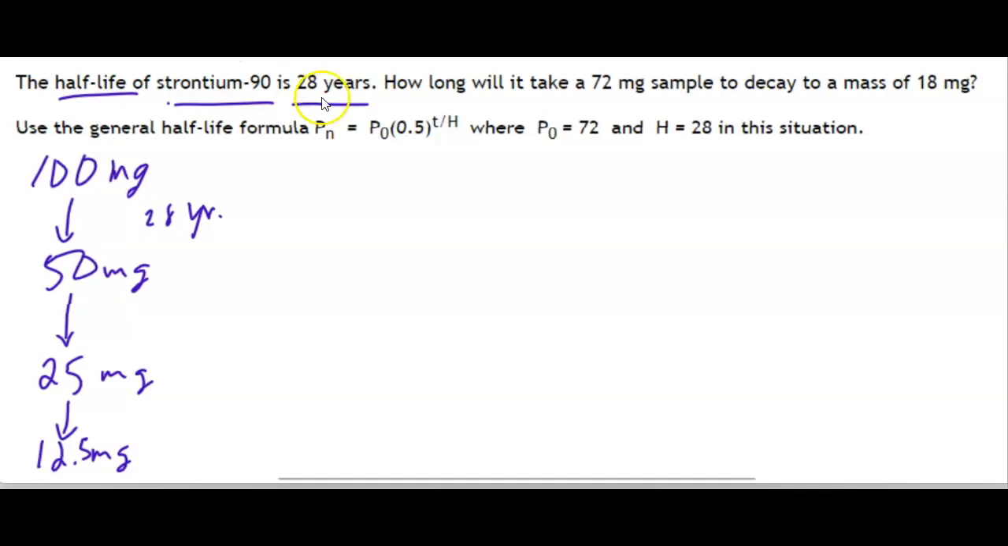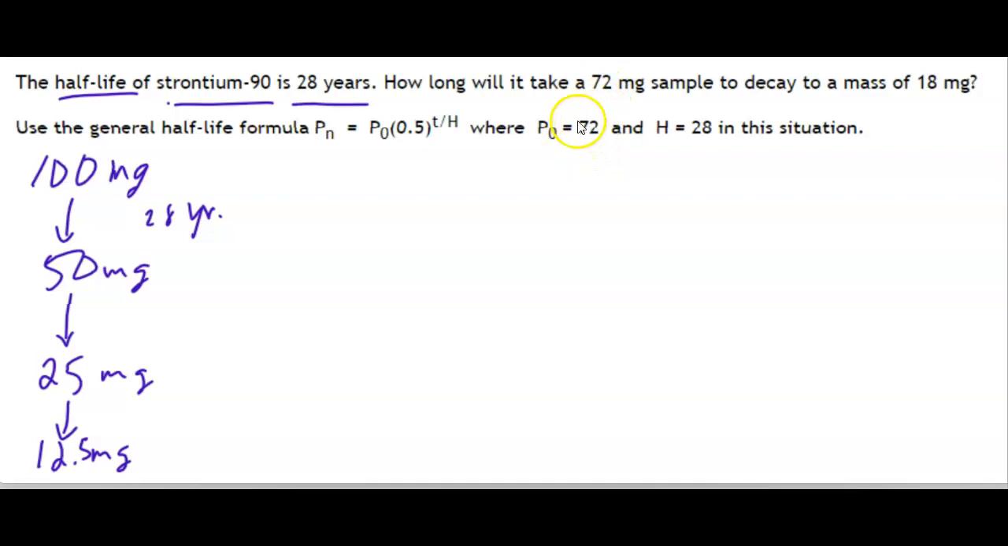The amount remains. So this says, how long will it take a 72 milligram sample to decay to a mass of 18 milligrams? It says, use the general half-life formula, P sub n equals P sub 0 times 0.5 to the T over H. Now, the P sub 0 is the starting amount. P sub n is the remaining amount. So in half-lives, notice there's a 0.5 there. You're going to be multiplying by 1/2 or 0.5. So this P sub n is going to be getting smaller than P sub 0 because the amount in the sample is diminishing.